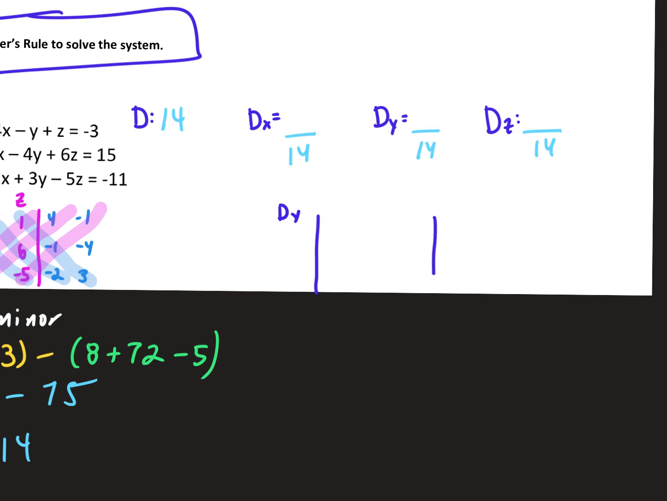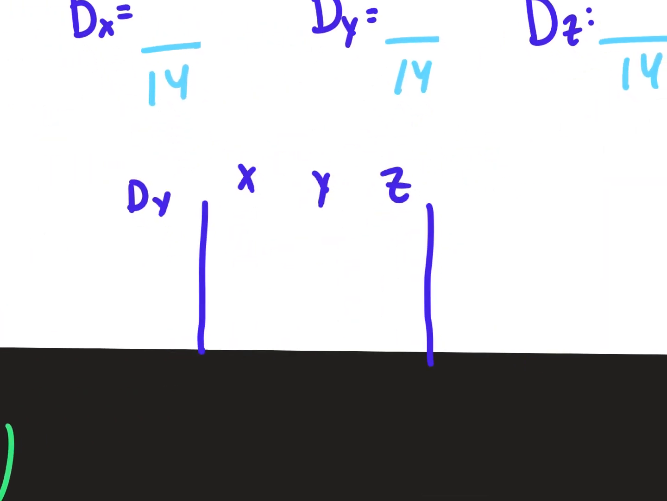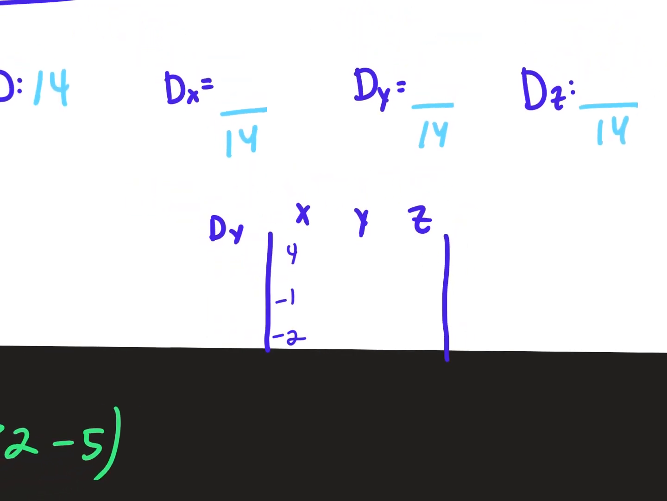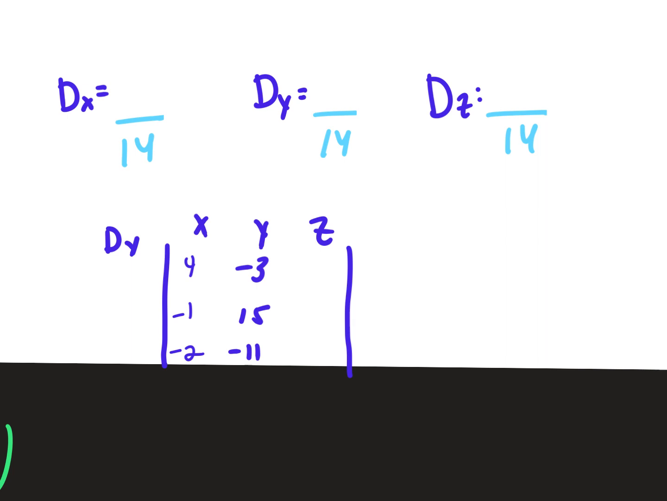You guys can find x. I already did it for you. Here's x, here's y, here's z. So my x coefficients are 4, -1, and -2, yeah? 4, -1, -2. Since I'm looking for y, I don't plug in the y coefficients. I plug in the answers. So -3, 15, -11, okay. And then what are my z's? 1, 6, -5. Recopy the first two columns: 4, -1, -2, -3, 15, -11.